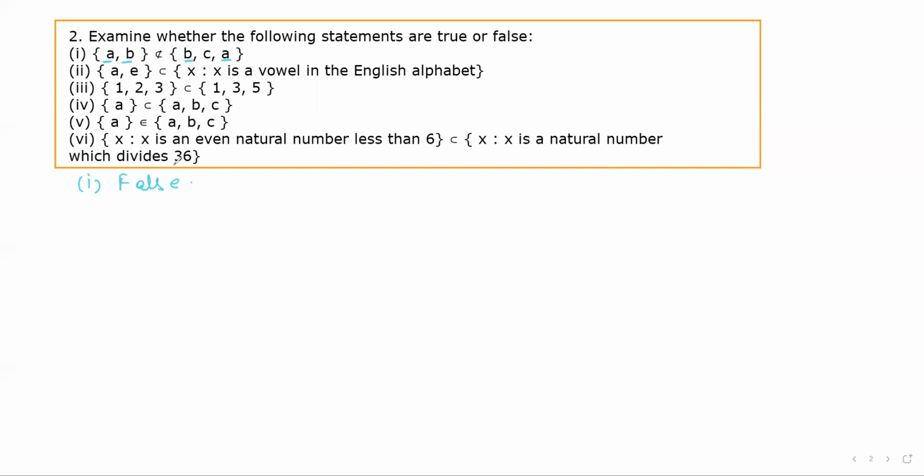The reason being, they are subsets, or each element of the set {a, b} is present in the set {b, c, a}. You need not write the word set because the curly braces and the notation itself state that it is a set.